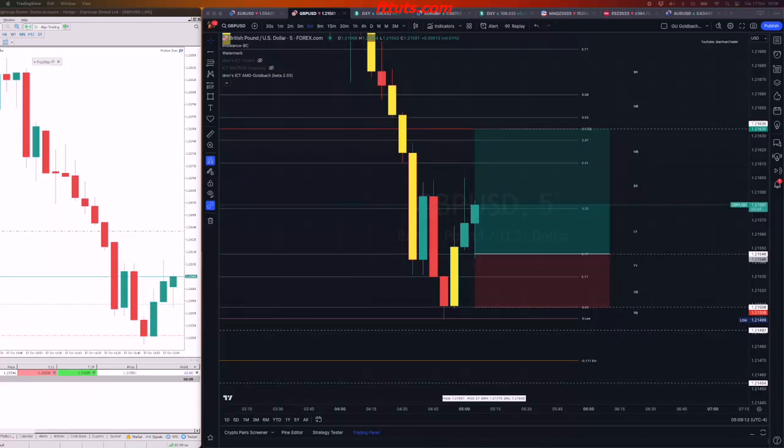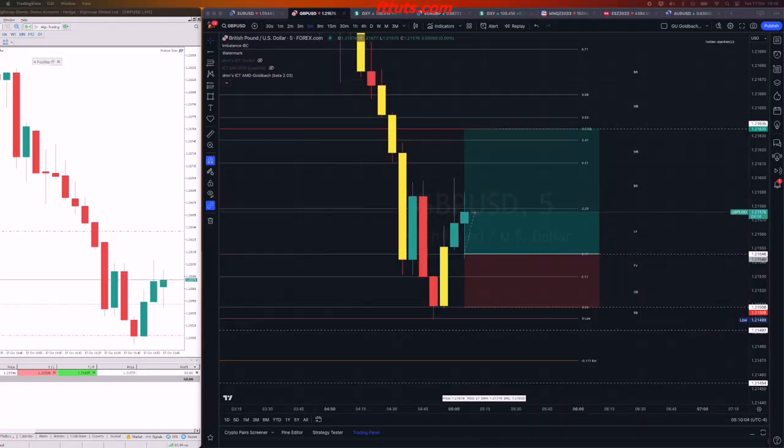Now, once you're really familiar with the golden bullet and you have a decent number of trades under your belt, you can experiment with putting the stop loss at the bottom of the order block GB level. So then this increases your RR from 1.93 to 2.34.